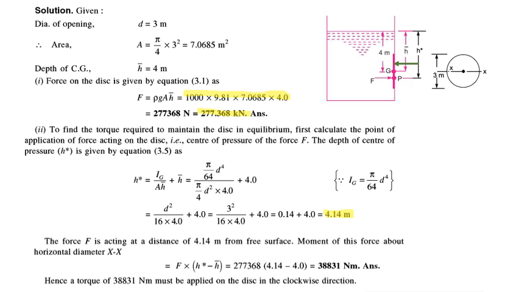So from here you can calculate the force into 4.14 minus 4, which comes out to be 388.31 Newton meter. This moment is actually in counterclockwise direction, as you can see. In order to resist it, we need a torque which is equal in magnitude but opposite in direction. So the torque required is of the same magnitude but applied in clockwise direction.